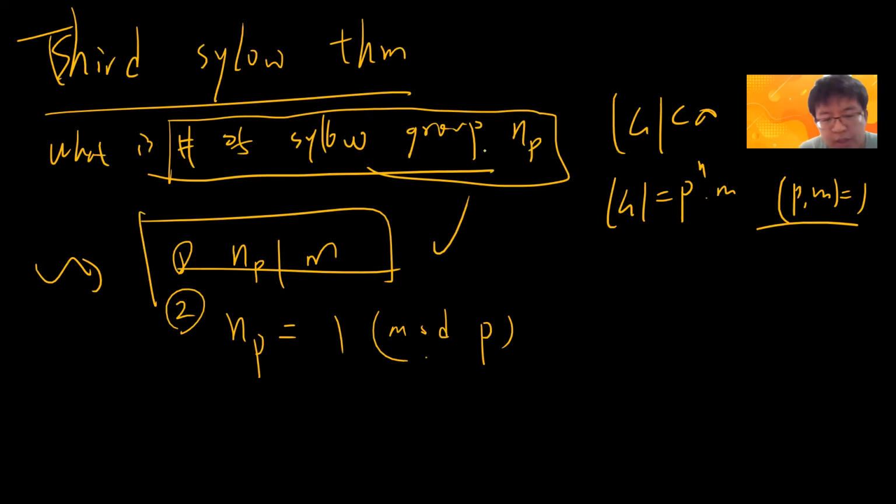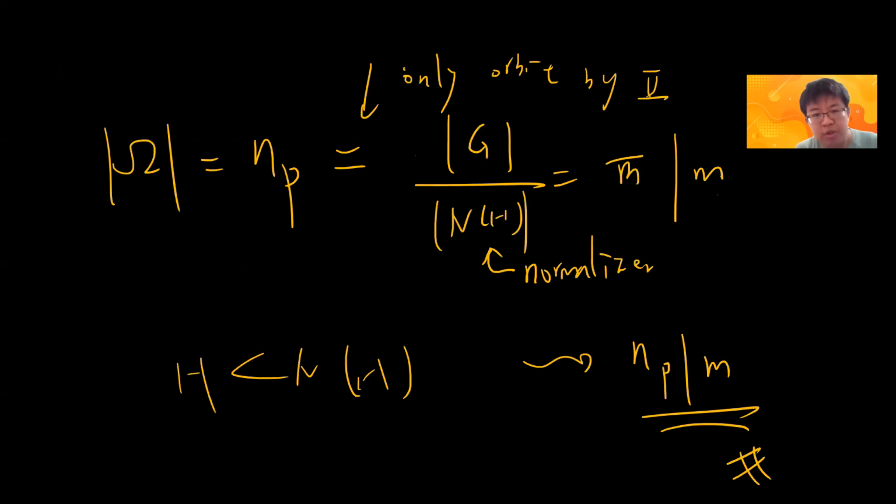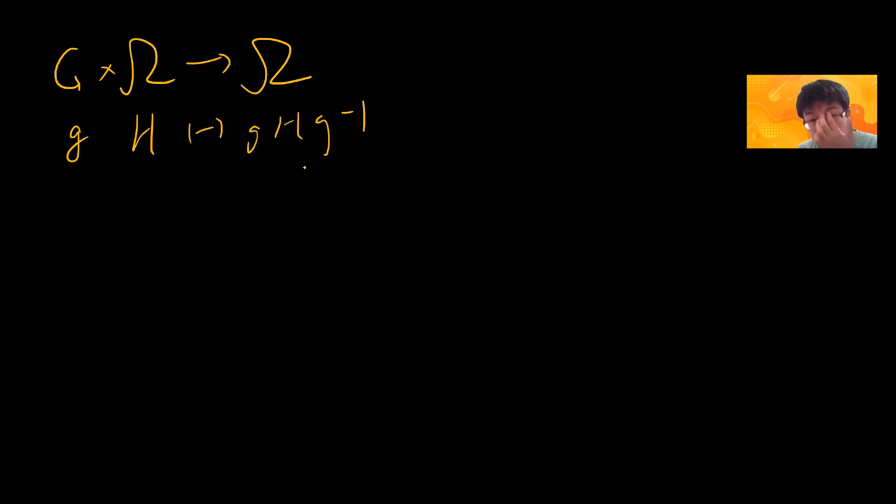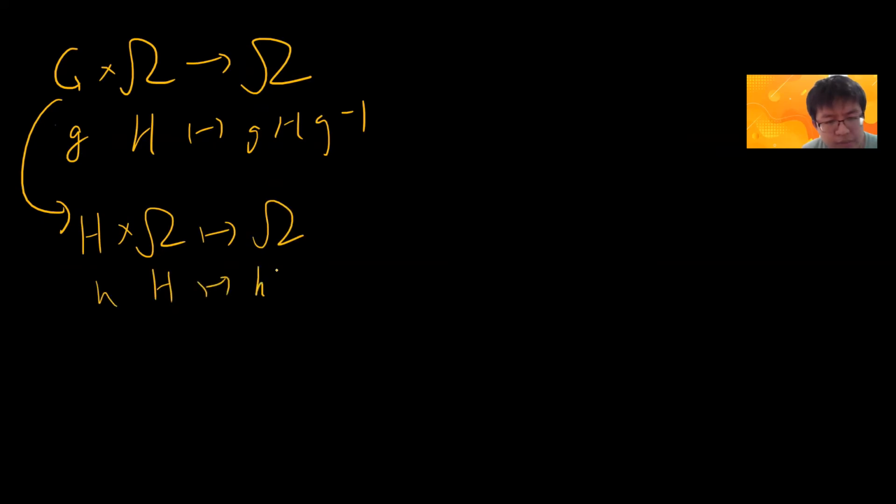Next we want to prove that N P is 1 mod P. This is the very tricky one. Remember that we just defined this: G acts, somebody gives you H, and then you take g H g inverse. I restrict this group action to the subgroup H. So let's say I restrict this to H acting on Omega by conjugation.